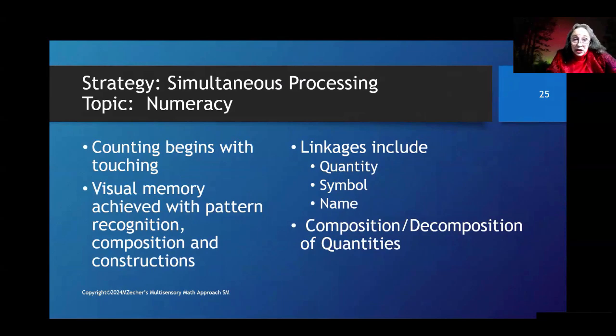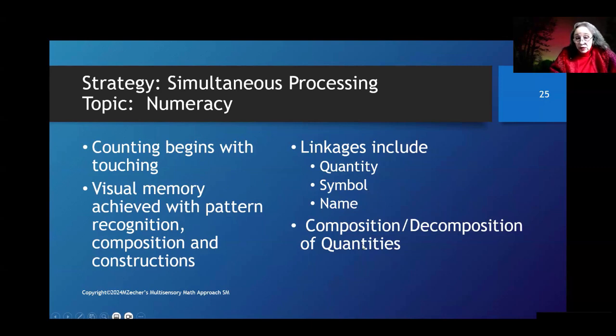Simultaneous processing and numeracy. We know that counting begins with touching, just as a child touches and counts with their fingers. Visual memory can be achieved with pattern recognition as we learn the composition and decomposition of quantities under 10 as we build them. Our linkages include quantity, symbol, and name, where in reading we might do sound-symbol correspondence. In math, we're doing the quantity 4, the symbol 4, and the name, 4.